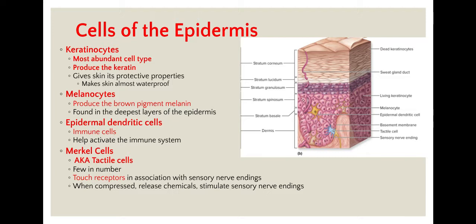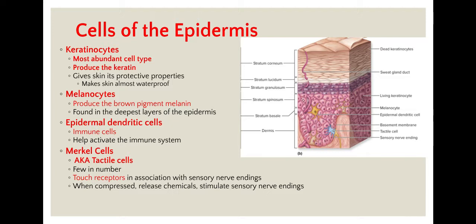Then we've got melanocytes, which is what is going to produce melanin. Melanin is a brown pigment. It's found in the deeper layers of our epidermis. And there is this misconception that if you have more melanocytes, that you have darker skin, but it's not really the number of those cells, it's the amount of pigment that determines the skin color.